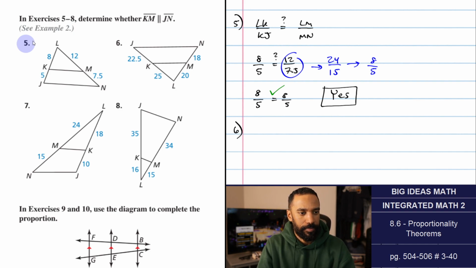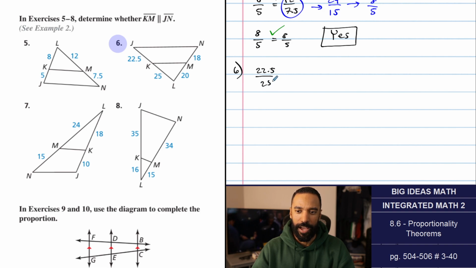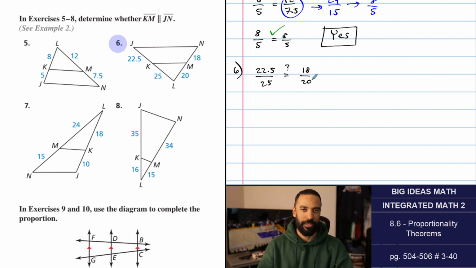Number 6. Let's just go again from top to bottom. This time I'm not going to write out the letters. I'll go straight to it. 22.5 over 25. Is this the same as 18 over 20? I believe that it is, knowing how these numbers work here.